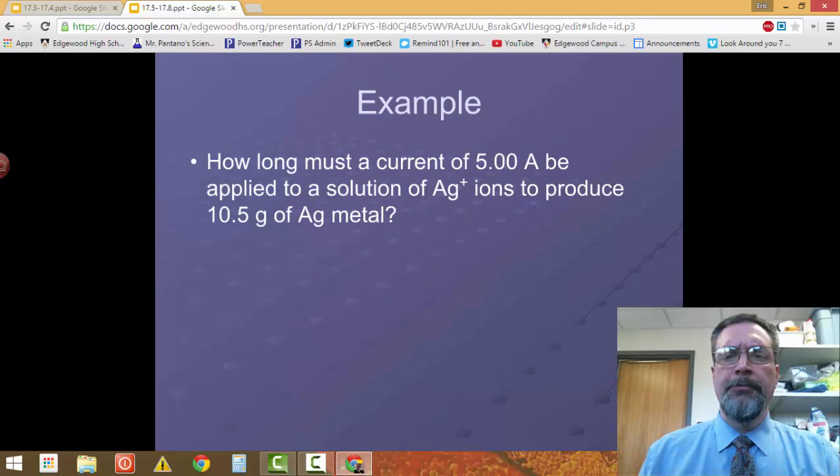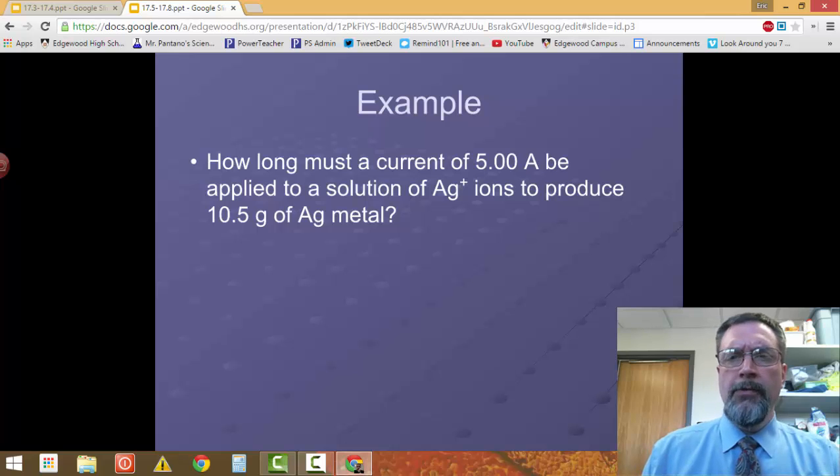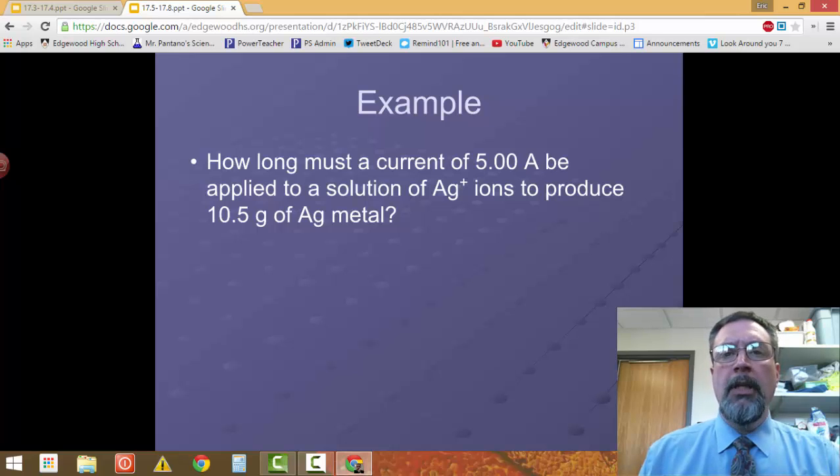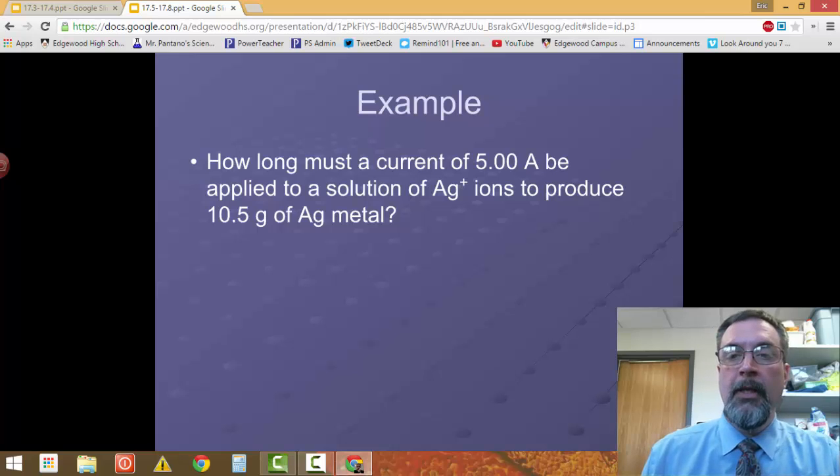All right, so I've got a current of 5 amps and I have a solution of silver ions. I want to plate out silver. I want to reduce the silver to silver metal, and I want to do this so that I'll have 10.5 grams of silver metal. I want to know how long I have to put this 5 amp current through my solution to get 10.5 grams of silver to come out of solution. So this is kind of backwards from the diagram that we had before. We're starting at the bottom and working our way to the top.